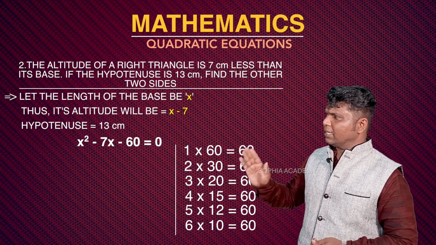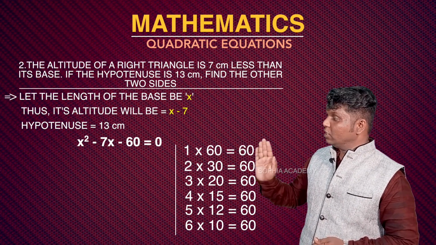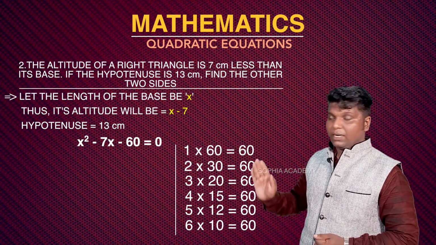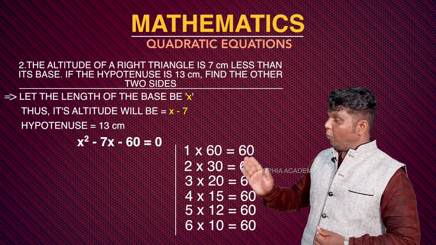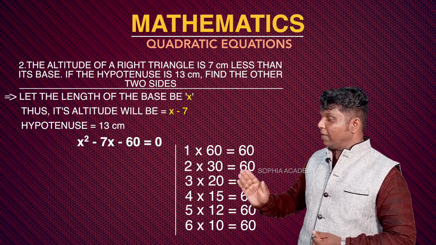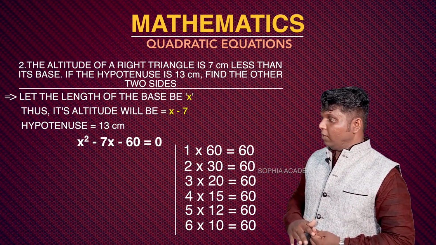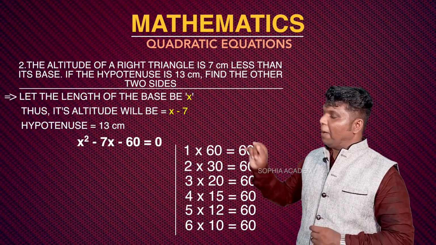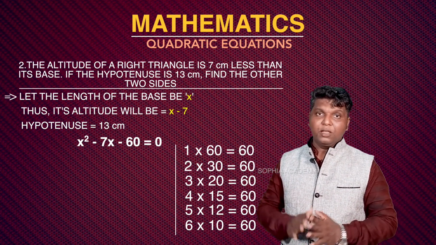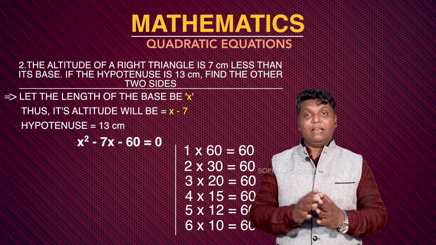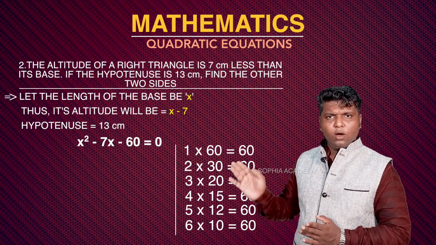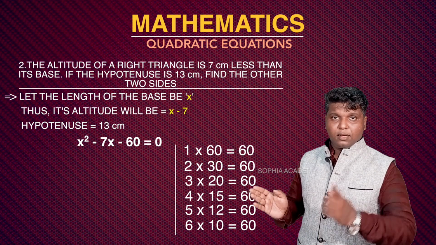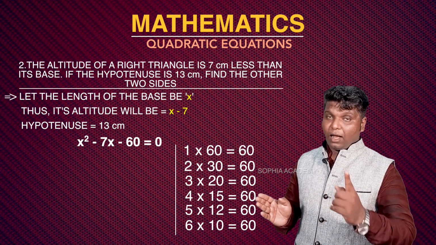Among these, the first set is 1 and 60, second one is 2 and 30, third one is 3 and 20, another one is 4 and 15, next one is 5 and 12, and the final one is 10 and 6. Among these, only one set will be applicable to split the middle term. Which will be the relevant one? Can we choose 1 and 60? Can we choose 2 and 30? I told you in the previous question, right? How to choose that one?